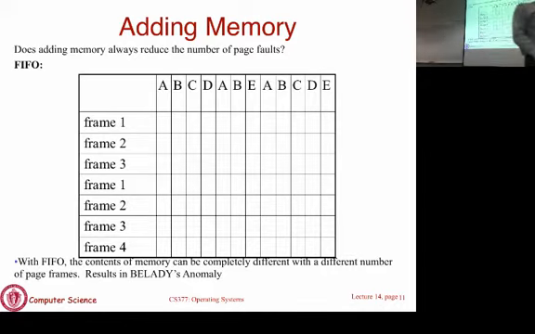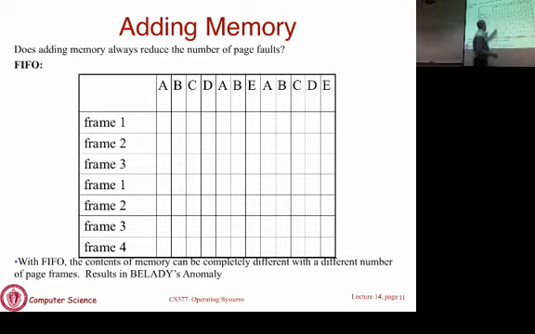Generally speaking, when you give a process more memory, what should happen to the number of page faults? It should reduce. You give it more memory, you can hold more pages. If you can hold more pages, you should typically see fewer page faults. So we are going to look at this for FIFO first, and then we'll look at it for LRU. First we do the example with 3 pages.